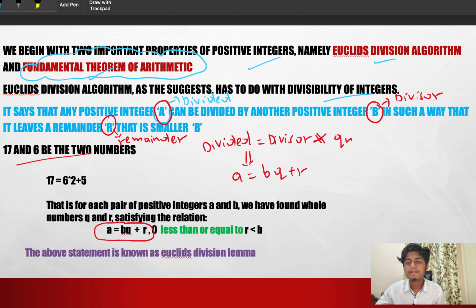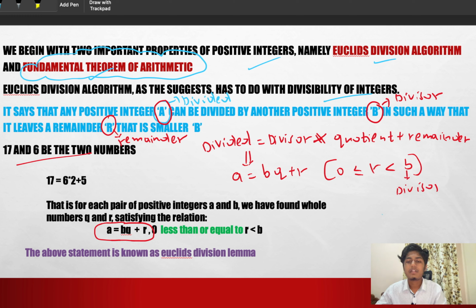quotient plus remainder, where the range of r will be 0 less than or equal to r less than b. Here b is the divisor. So the above statement is known as Euclid's division lemma. This is theorem number 1 in your NCERT.